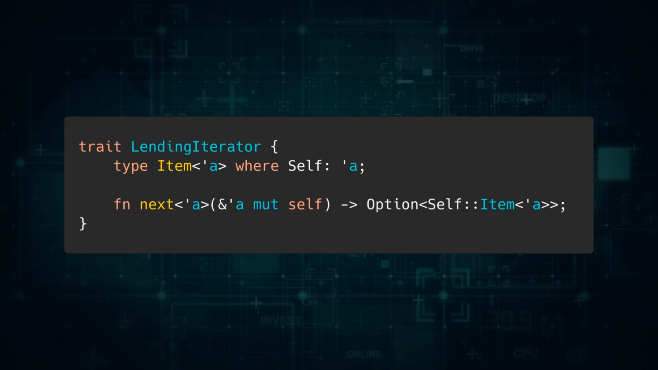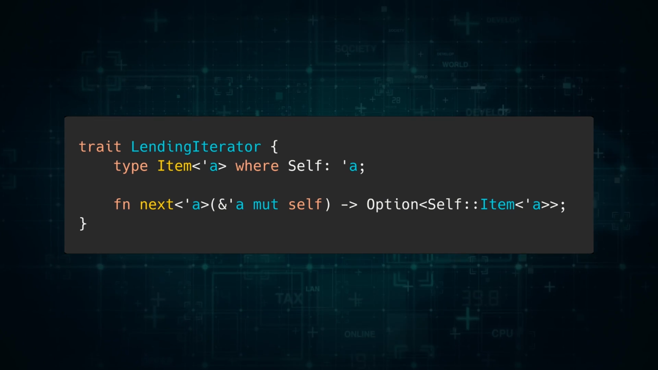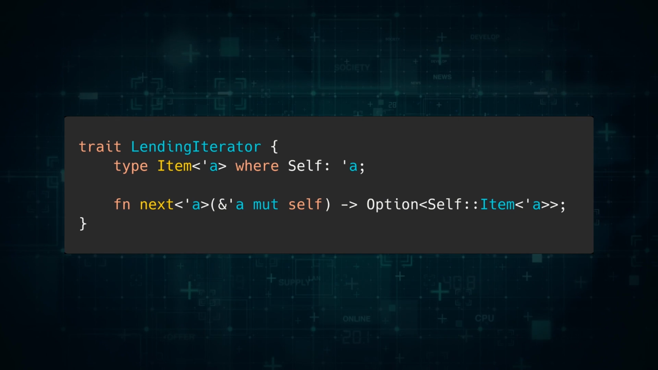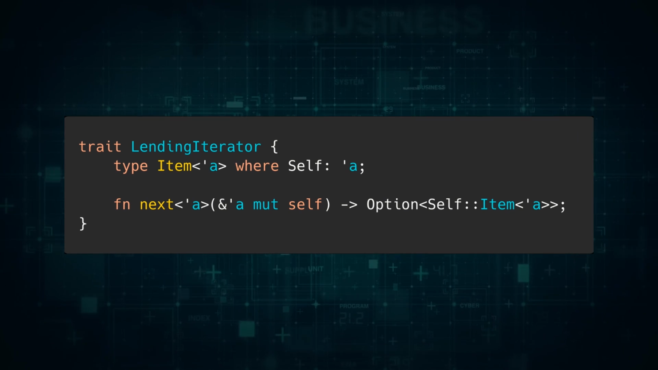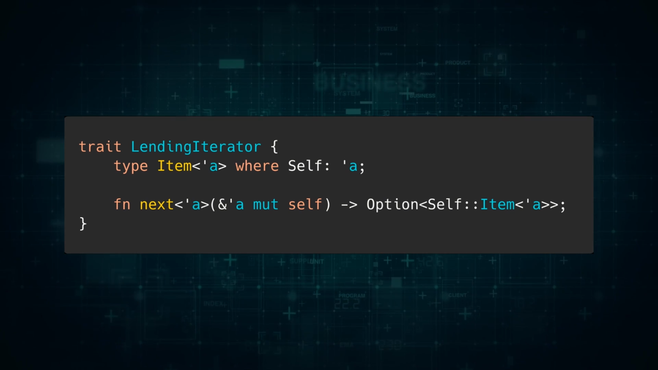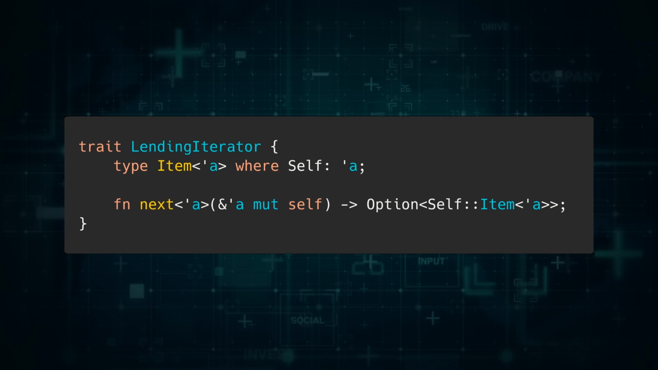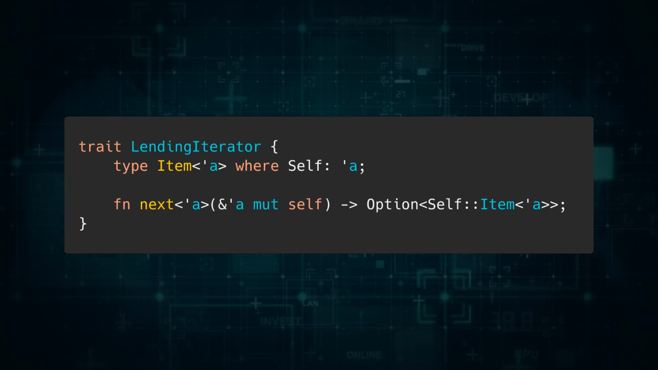You may have noticed an odd piece of syntax in this example, the where clause with Self being set to 'a. This enforces that Item cannot outlive self, which makes sense because the next method is intended to return a reference to part of self. If you find this syntax confusing, then good. Welcome to Rust. In all seriousness, the Rust team is currently debating this syntax and considering potential alternatives, such as always assuming this bound or implying it based on usage within the trait.